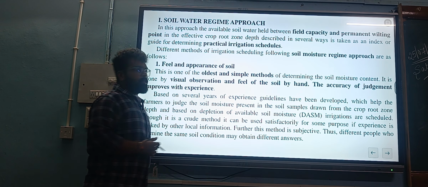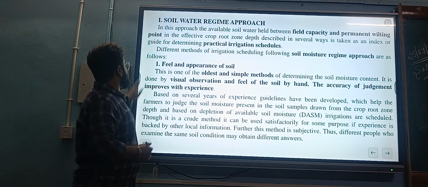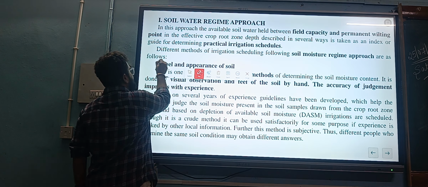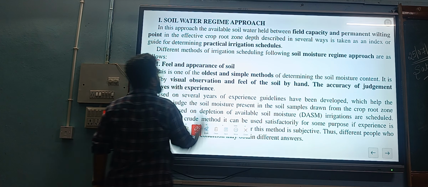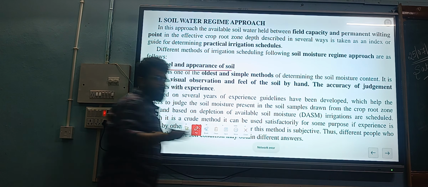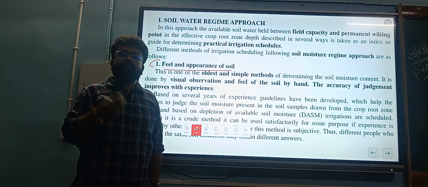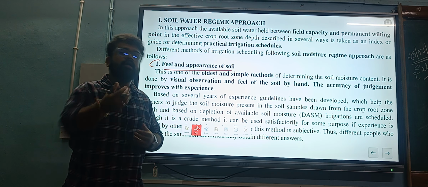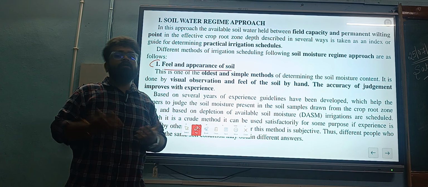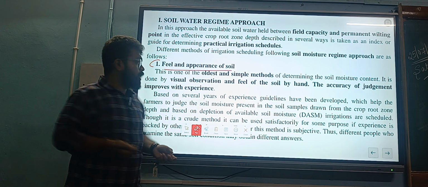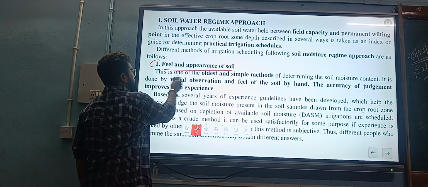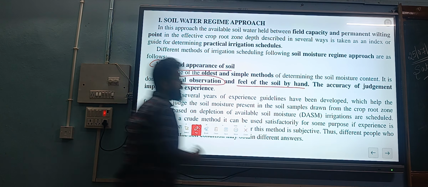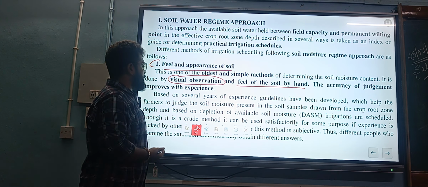The first is the soil moisture regime approach. In that, the feel and appearance method is the first approach. You take the soil sample and feel it. If it is dry, you can feel that there is no moisture in the soil, so you go and irrigate. It is a crude or farmer-friendly approach of soil moisture irrigation. It is based on visual observation and feel by hand, which gives you the feel and appearance method.